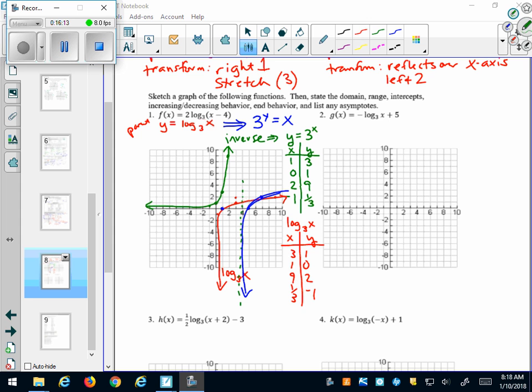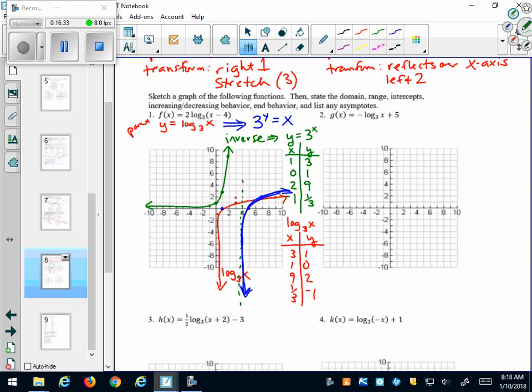The blue graph here is the final graph. Now the first one always takes the most work. This number 2 has the same parent function. We don't have to redo that. We already have the same. This is our parent function.